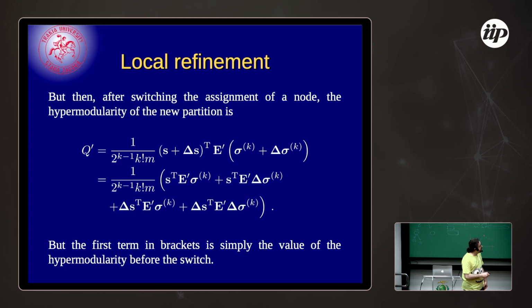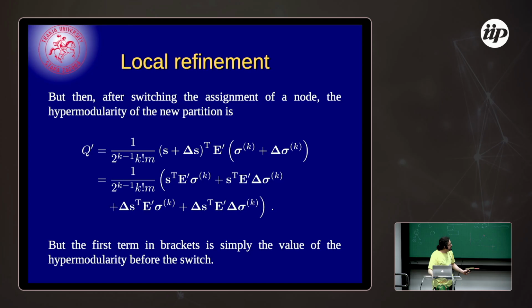But now here we can actually do the products. So you have S times E prime times sigma. Then you have S times E prime times delta sigma. Then you have delta S times E prime times sigma, and delta S times E prime times delta sigma.